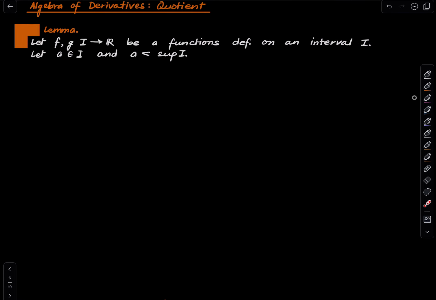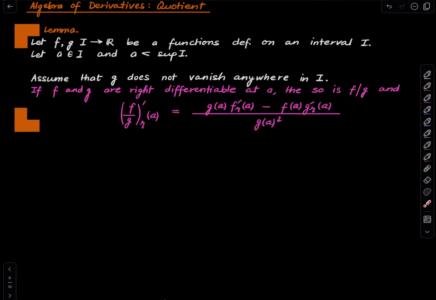And now for derivatives of quotients. Fix two functions, f and g. Again, they are defined on intervals, the same hypothesis. This time what we have is the function g does not vanish anywhere on the interval, so that this ratio is well defined. And if we assume f and g are right differentiable at the point a, we want to show that this ratio, which is well defined, is also right differentiable at a. And the right derivative of the ratio at the point a assumes this formula.